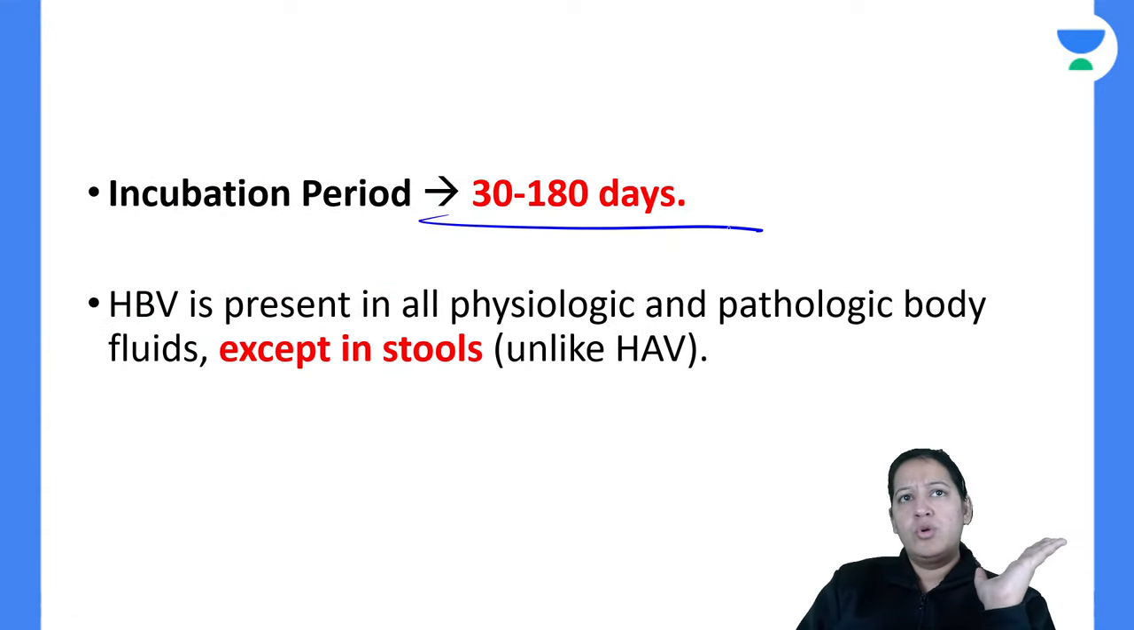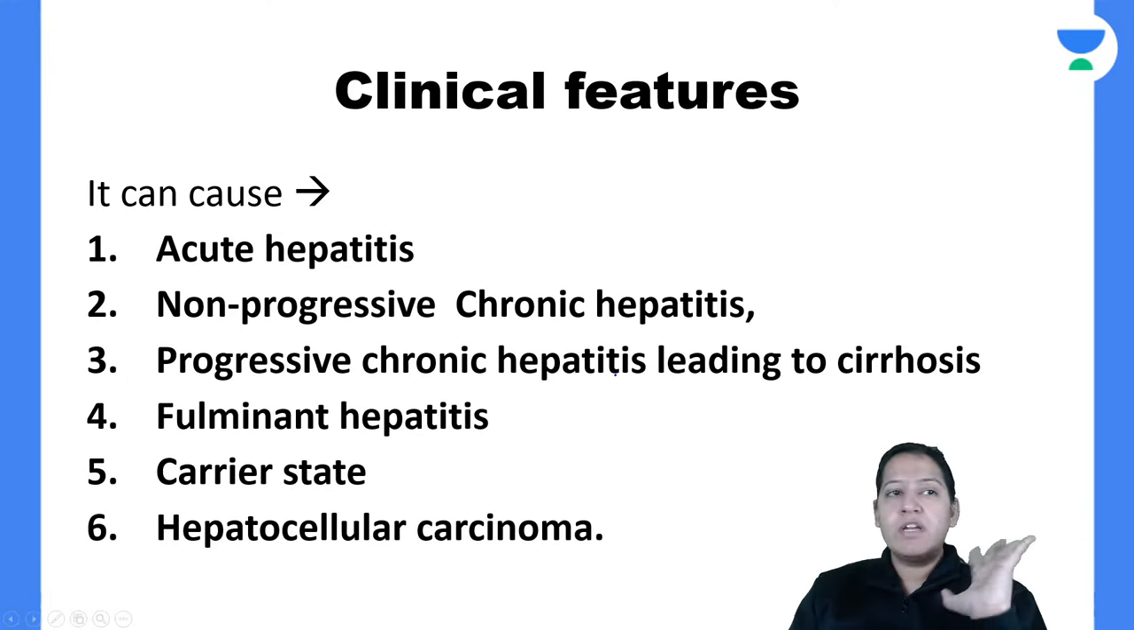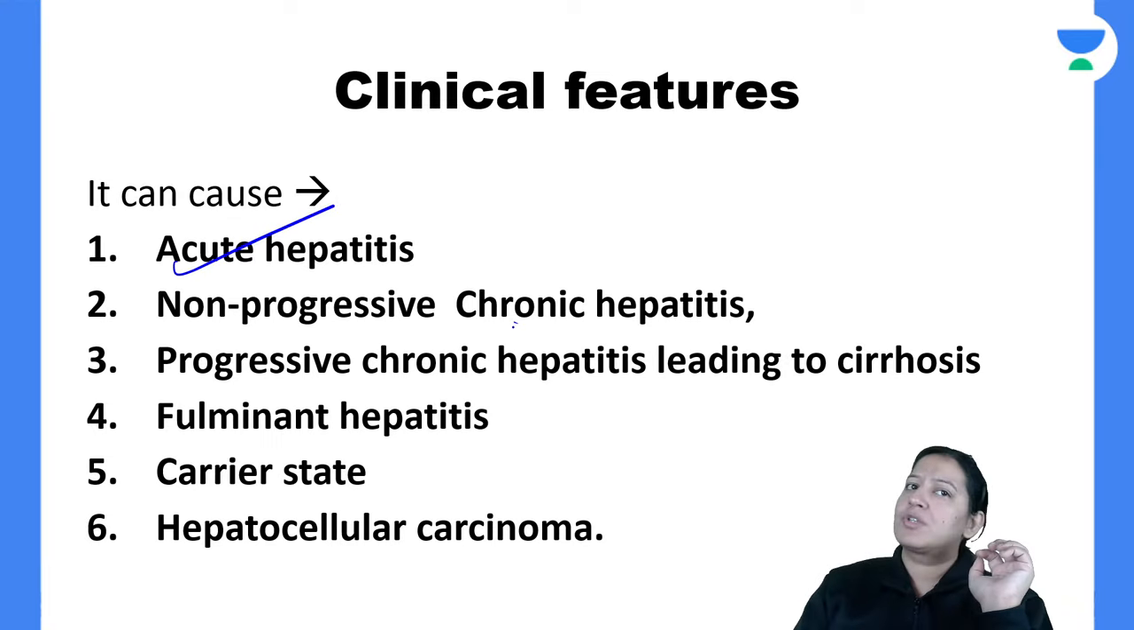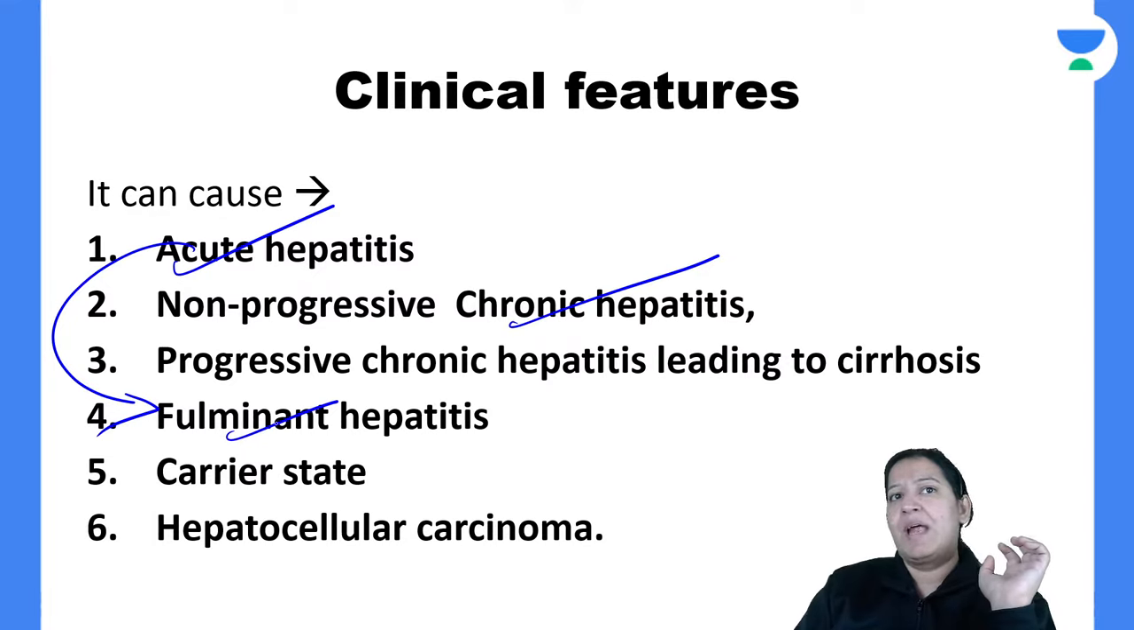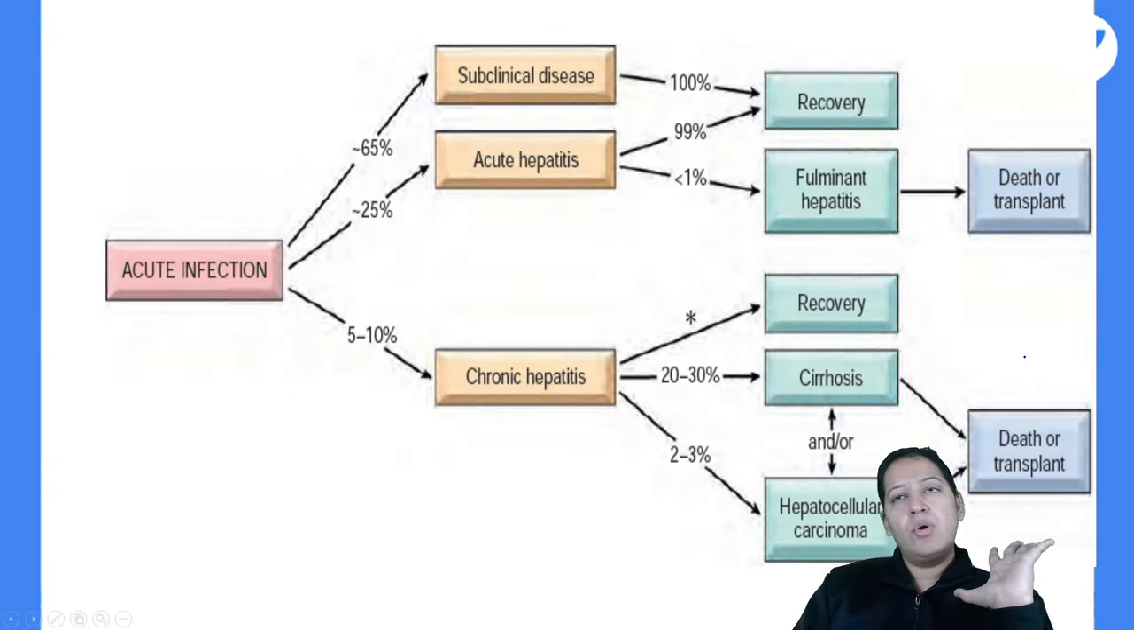Incubation period, you all know, right? This virus does not come in stools like HIV. It will be present in blood only. It will not come in stools. Now, what will it cause? It will cause acute also. It will cause chronic also. It will cause fulminant also. The most severe form of acute is known as fulminant. Chronic will lead to carrier state. It will lead to hepatocellular carcinoma and cirrhosis. It causes everything.